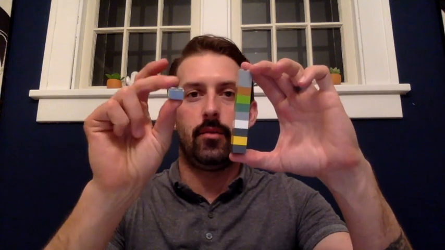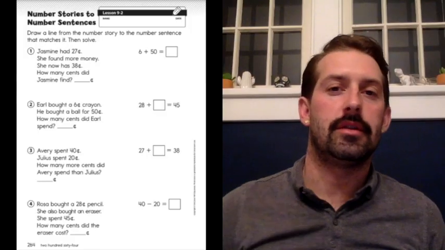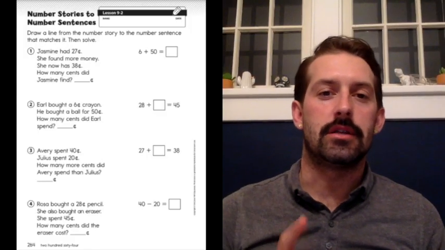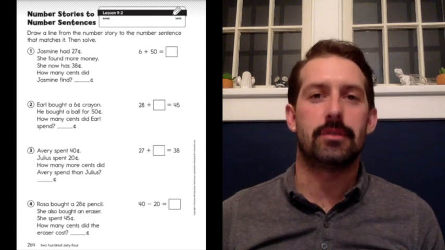Or another great strategy that a family shared with me as a wonderful way that they're working at home is to use manipulatives or blocks that you have at home, like Legos, to build tens and ones and actually model the stories. If you don't have blocks or something that you could use like that, remember you can also draw to model the numbers in the story as well to help you solve. So you're going to complete this page that we've attached using those different strategies and those different tools.